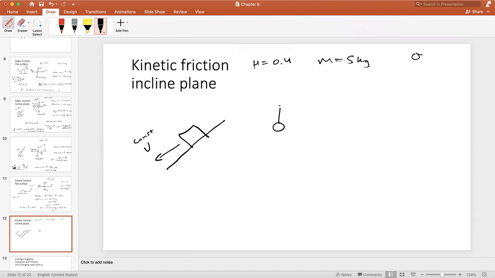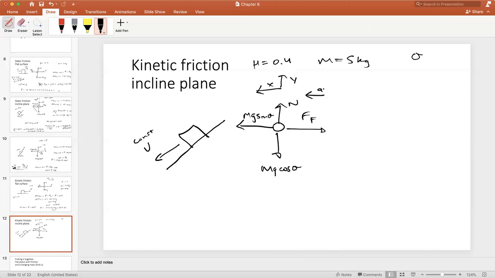Well, I draw my free body diagram. Remember, it's on the incline, so this is mg sine theta. This is mg cos theta. This is force of friction. This is down the incline, positive x, and this is y positive. I'm going to write a is that way, even though there's no a, because it's constant velocity. Constant v implies that A is 0. And we already know A perpendicular to the surface is 0. So I write MAX is 0 and MAY is 0.